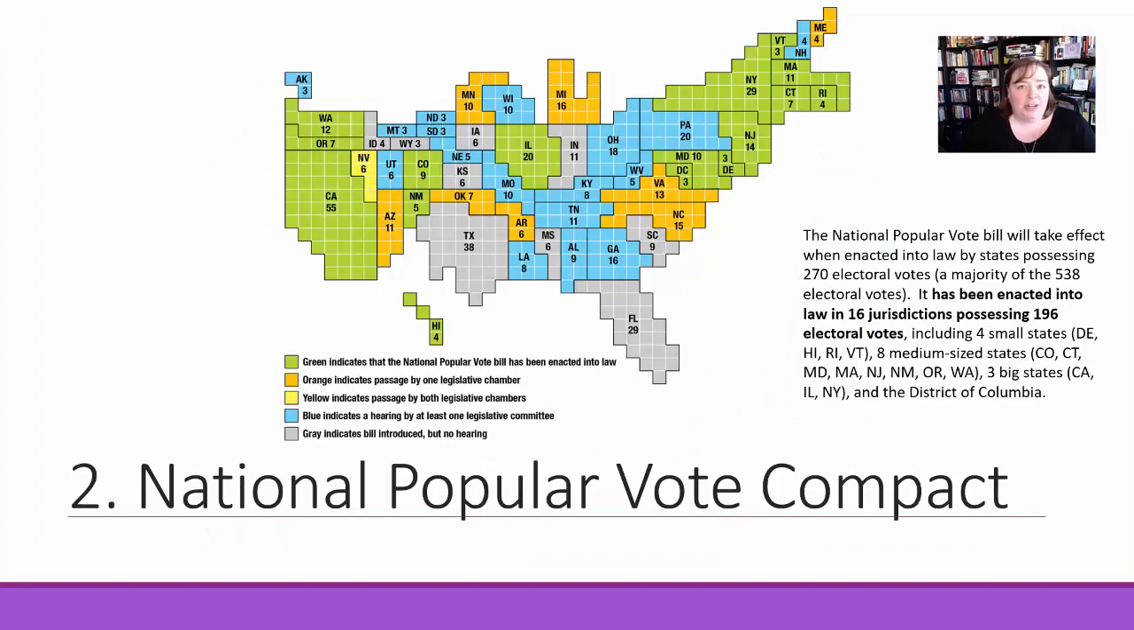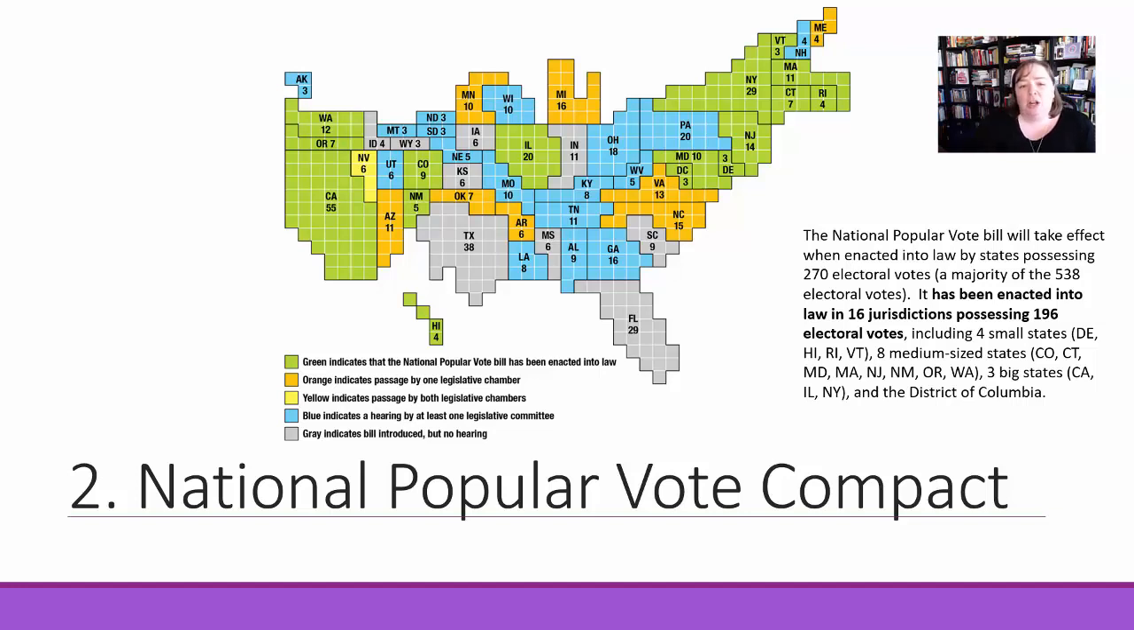Another plan is called the National Popular Vote Compact. And this is where, again, the states pass a law that says, we will award our state's electoral college votes to the winner of the national popular vote. So this is a way that we can work around the need to pass a constitutional amendment to switch from electoral college to popular vote. Essentially, this is just a group of states saying, we're going to pretend like we're in a popular vote situation, and we're just going to give our electoral college votes to the winner of the national popular vote.